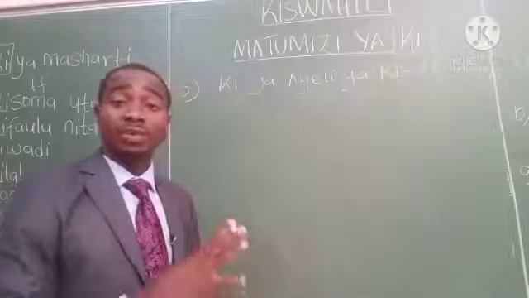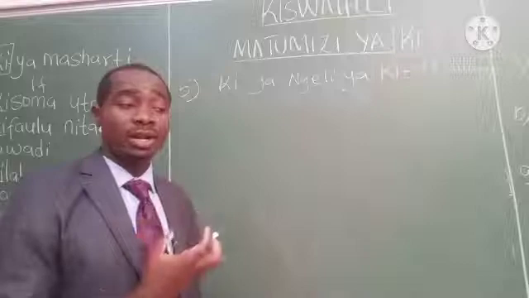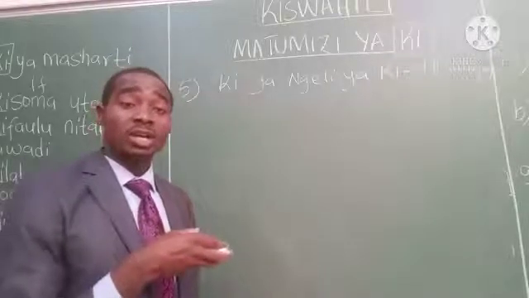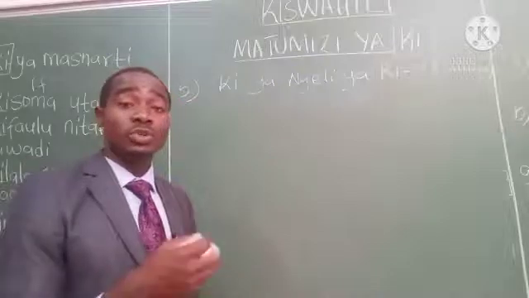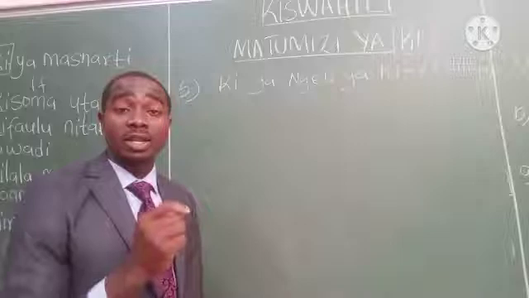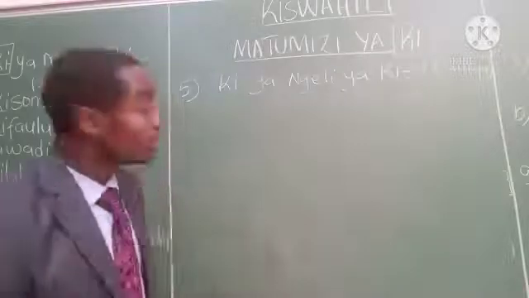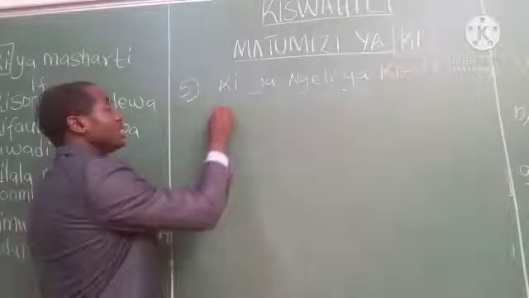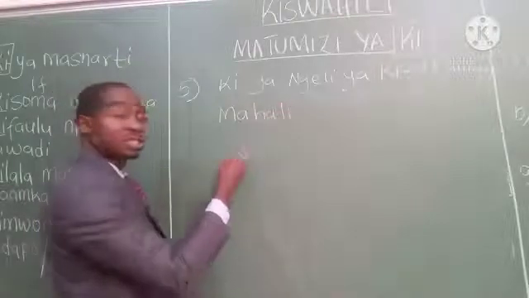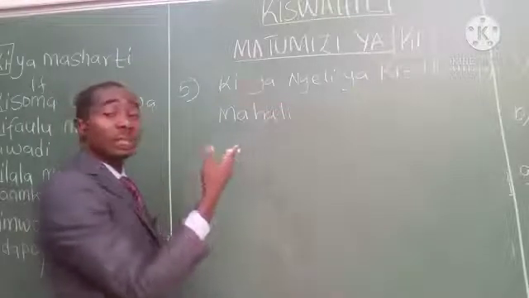Same on the noun class of ki-. We regard the use of ki with those nouns to show place. We use the ki to show the position of something, and normally in that class. Look here, mahali. Mahali can be translated as a place.